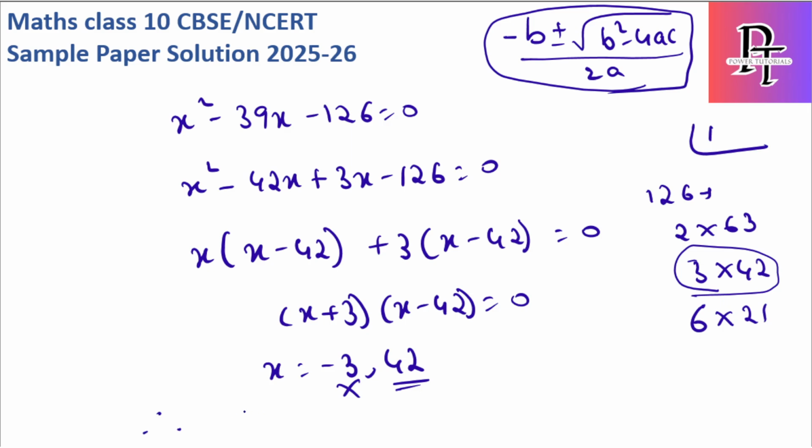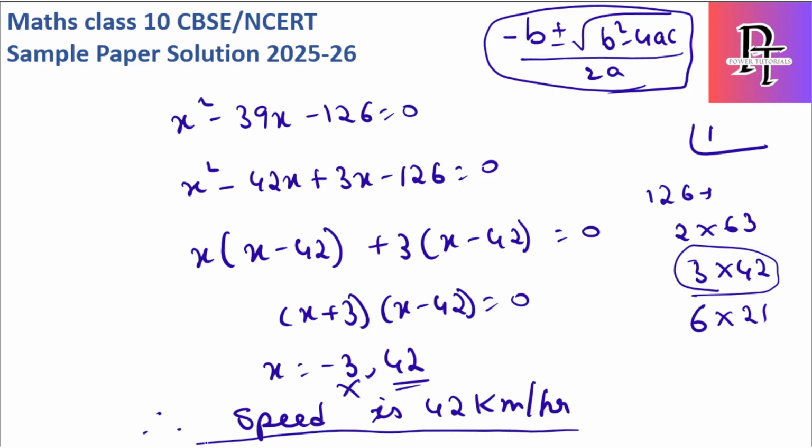Therefore you have to say the actual speed is 42 kilometers per hour. Speed is always measured in kilometers per hour, that is the distance by time unit. So in this way the questions of quadratic equations have been solved.